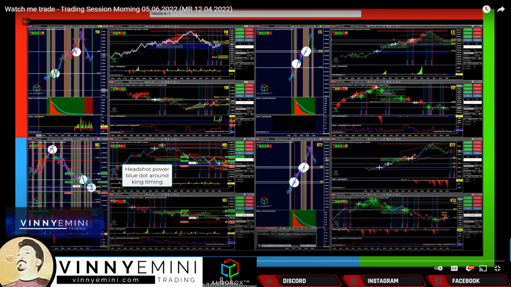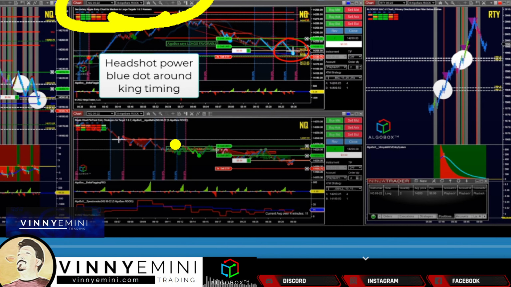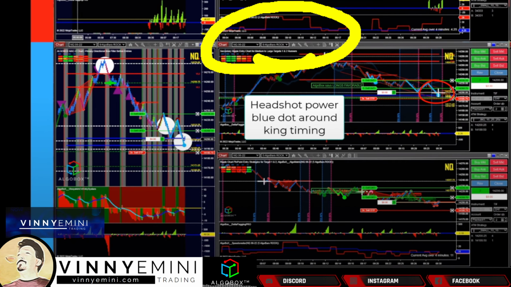Let's move on. So our thought process is he can take any setup that he wants if he feels good about it. This one right here, this is a headshot, and it's not just a headshot on one time frame. He's got multiples coming in here. Now, one of the things I want to check is make sure these aren't too close together.